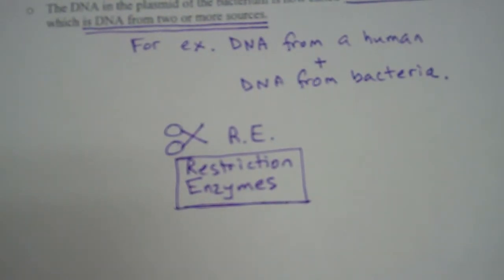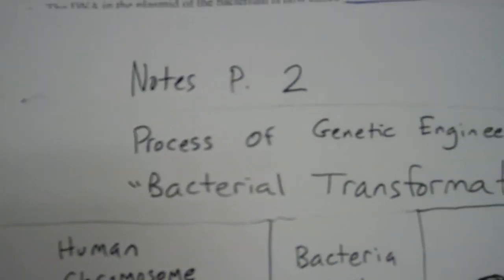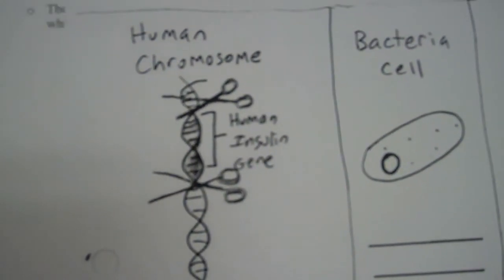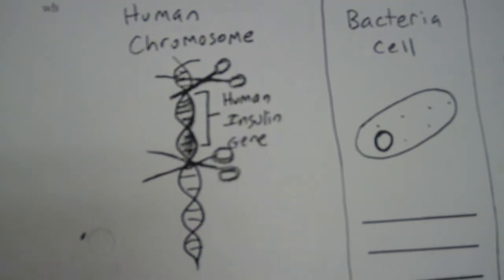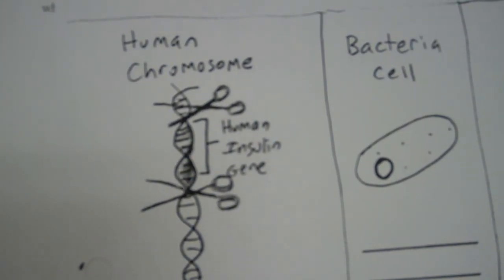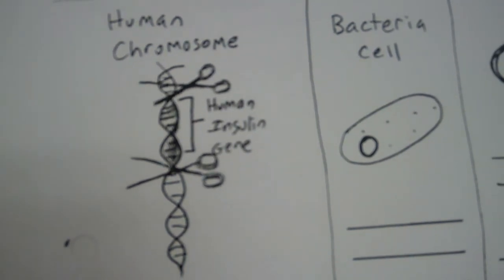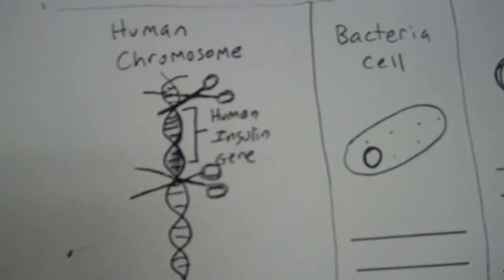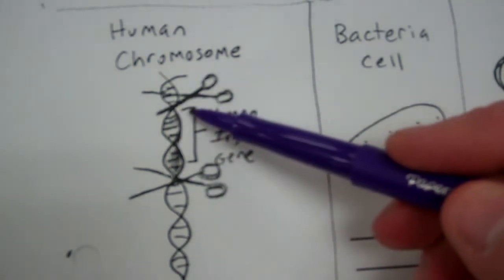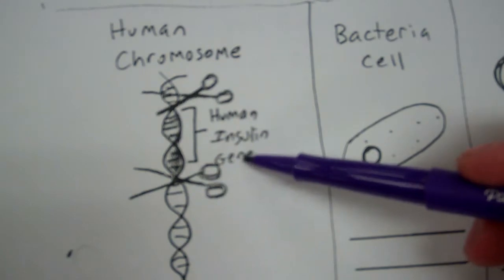So now I want to show you this little comic that I made. This is going to be page 2 of your notes, okay? So this is one way to transform bacteria using human DNA and bacterial DNA. So we're going to start out with a strand of DNA that is a human chromosome, and on this human chromosome there's a gene for human insulin.